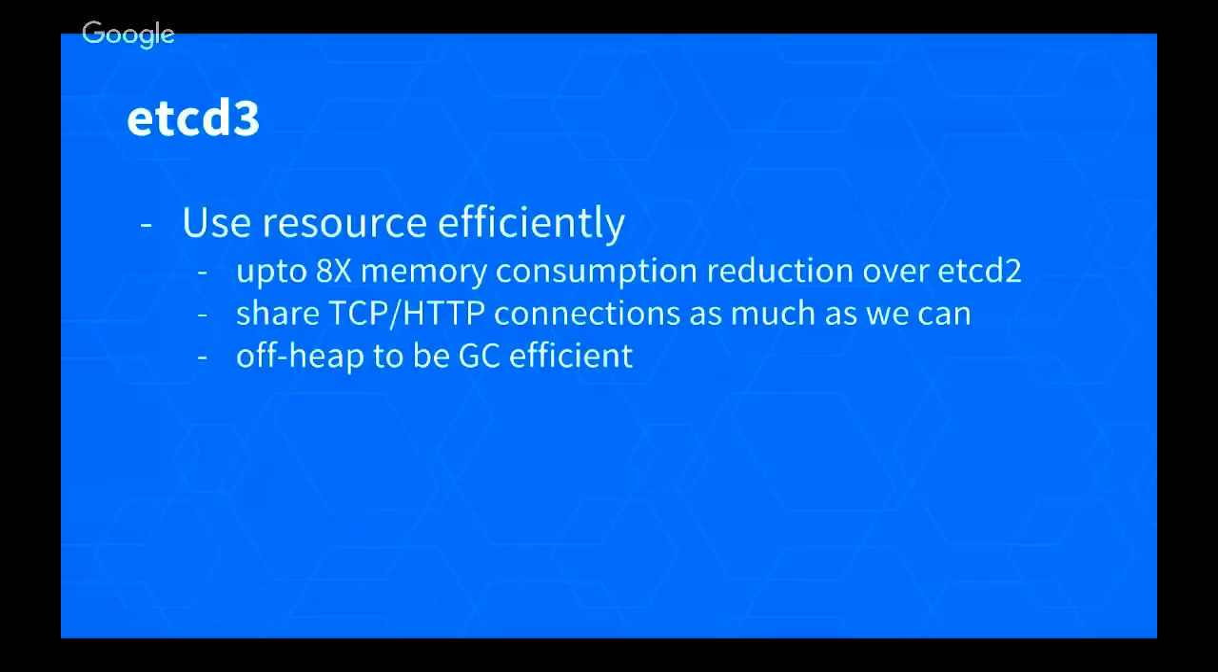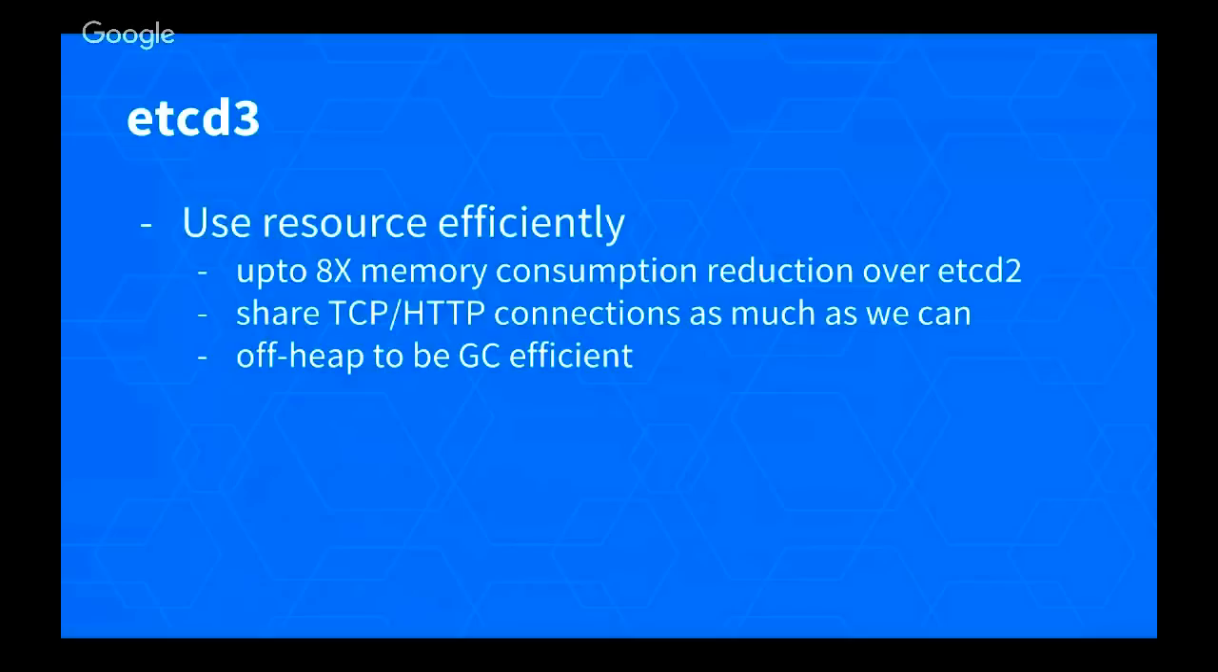Also, to support millions of keys, SCD needs to use memory and CPU more effectively. In V3, we observe an 8-times memory consumption reduction compared to SCD2. I mentioned there's a watch feature in SCD2: when the application wants to watch a key, it needs to have a dedicated TCP and HTTP connection. That uses a lot of resources when you want to watch multiple keys in one application. In SCD3, we try to share TCP and HTTP connections as much as possible. So in one application, you can have one TCP connection.